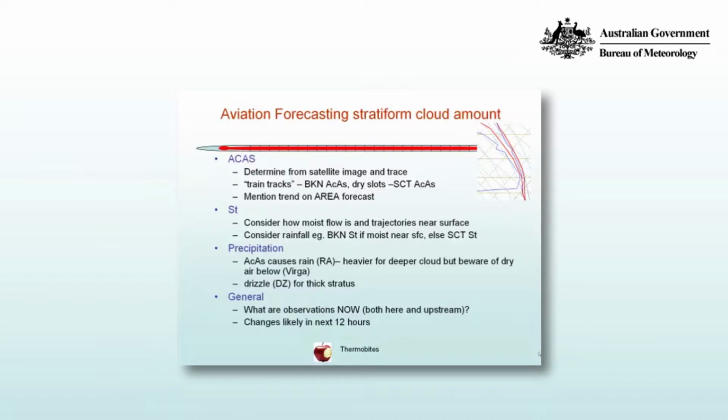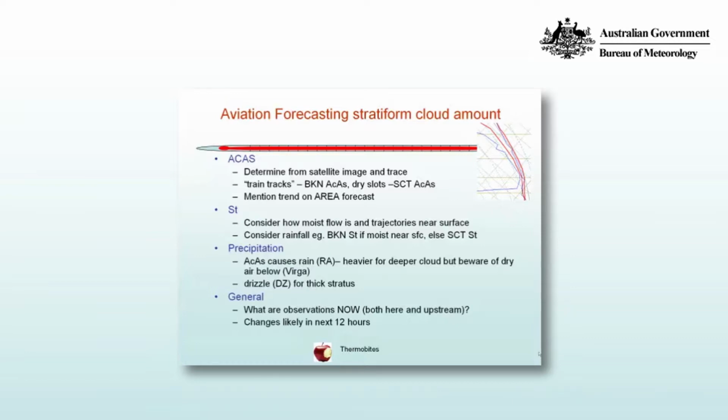If there are dry slots in the trace, that is, there are large departures between the dew point temperature and the temperature, then it might be that you have multiple layers, and they don't always have to coincide. So that might be more likely that you have scattered ACAS. But again, you want to match what you see from the local trace with the broader scale, that is with the satellite image. It's always useful to mention the trend of the cloud, the ACAS amount, on an area forecast, and let pilots know where cloud is going to be and whether or not it's increasing or decreasing in amount.